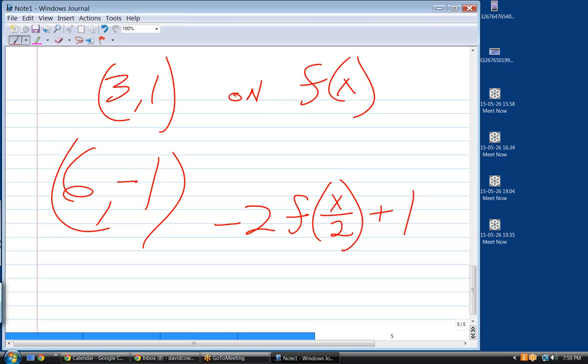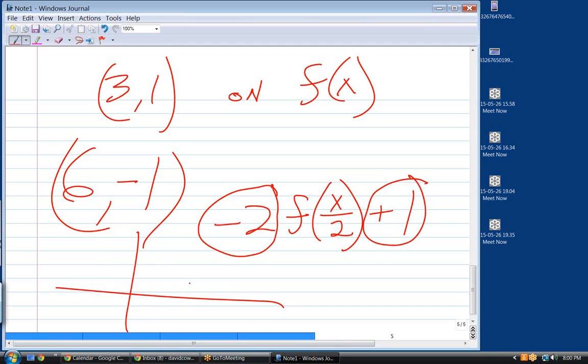let's look at what each thing is doing. This negative 2 is a reflection over the x-axis and a vertical stretch by a factor of 2. This 1/2 x is a horizontal stretch by a factor of 2. This is a vertical shift up by 1. So, let me see if I can figure out how to do these.